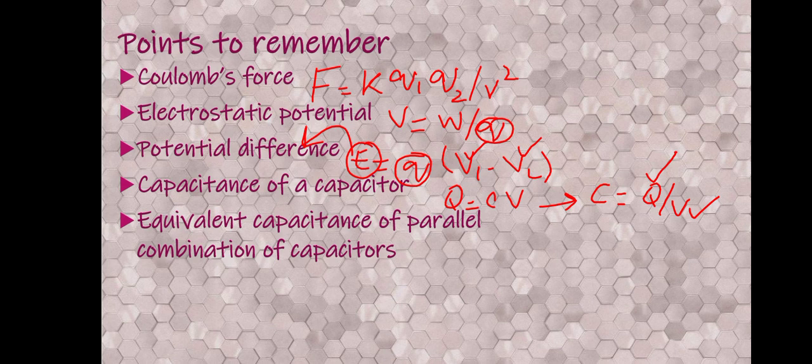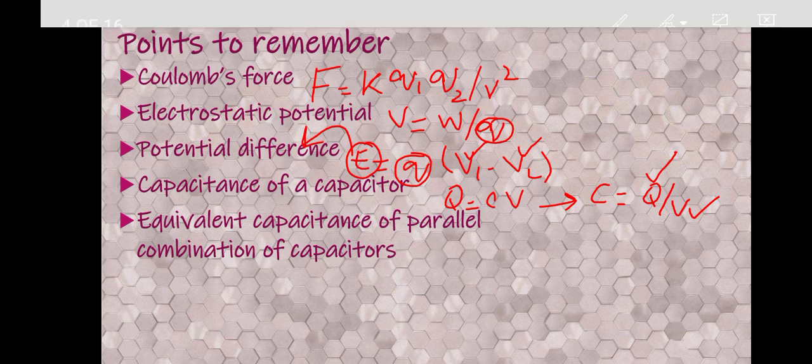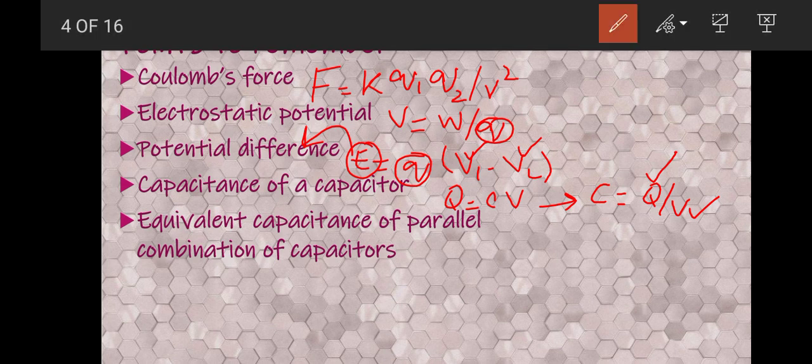Equivalent capacitance of parallel combination of capacitors. Whenever the capacitors are joined in parallel circuits, their equivalent capacitance comes out to be the sum of all the capacitors that are joined. If you have two capacitors, then both of their capacitances will be added. If three capacitors are there, their capacitances will be added, and so on.